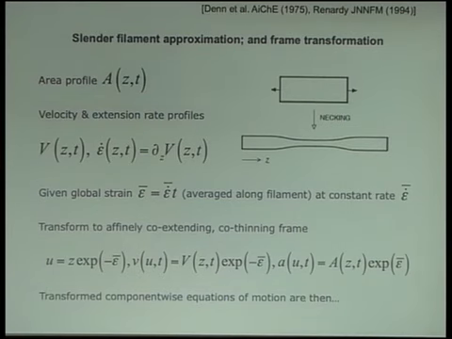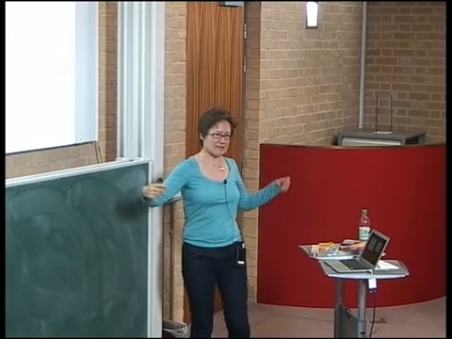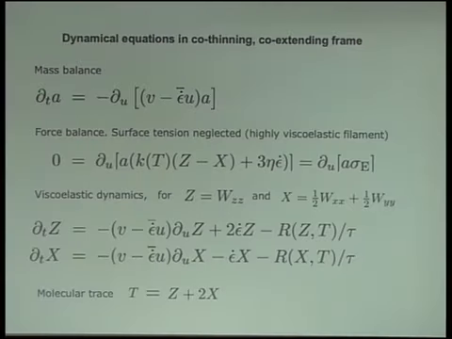And then there's an exact transformation, and it turns out that it's just much easier to do the maths this way. What we've got here is a filament that's extending exponentially in length and thinning exponentially in area. It's just easier to take those exponentials out of the problem, in other words, to transform to the co-thinning and co-extending frame and to do the analysis in that frame. Having done that, we can then write down the equations of motion.